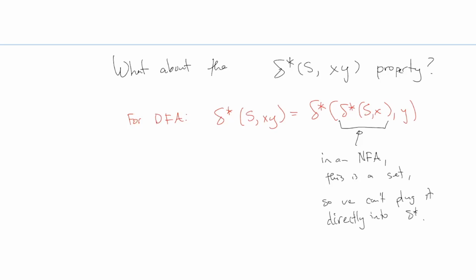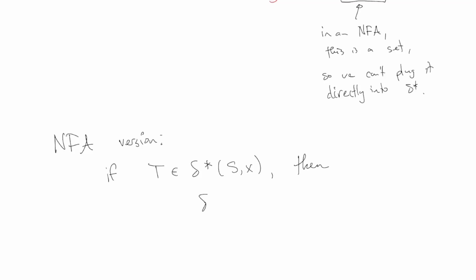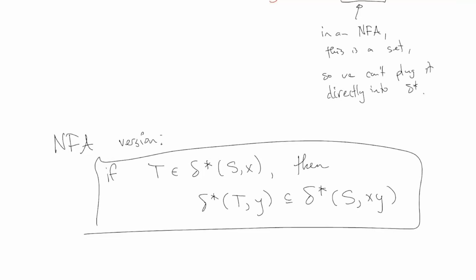So there is a similar rule. It's the same idea, only unfortunately it has to look quite a bit more complicated. I'm going to write down the NFA version of that property, and then I'll see if we can explain it. The NFA version is like this: if T is an element of delta star of S and X, then delta star of T and Y is a subset of delta star of S, X, Y. This is the rule. Unfortunately, it is a bit more cumbersome than the other one. The other one was a fairly weird equation, but at least it had an equal sign, and you could just sort of substitute stuff, right? This one, in my opinion, is more of a pain to work with.